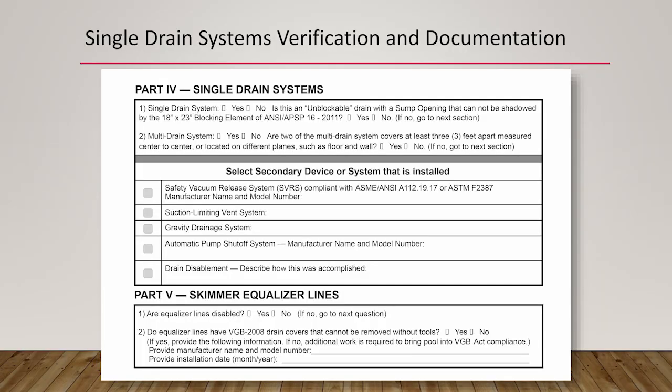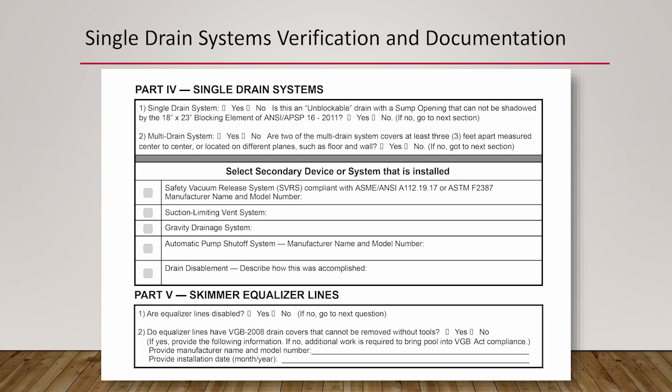So if we have a classic single 8-inch 12 by 12 drain, see those all over the country, and it's direct to the pump, then a secondary system is required. And that could be any one of these that are listed, a safety vacuum release system, compliant to ASME A112.19.17. The drain cover standard was 8, the SVRS standard is 17, or ASTM F2387.